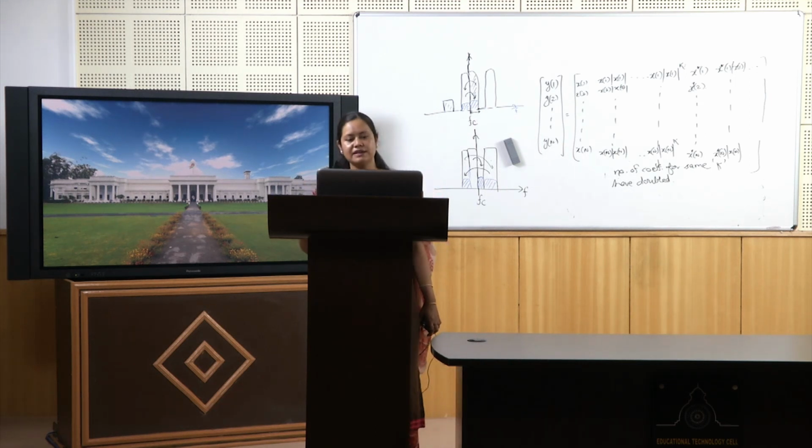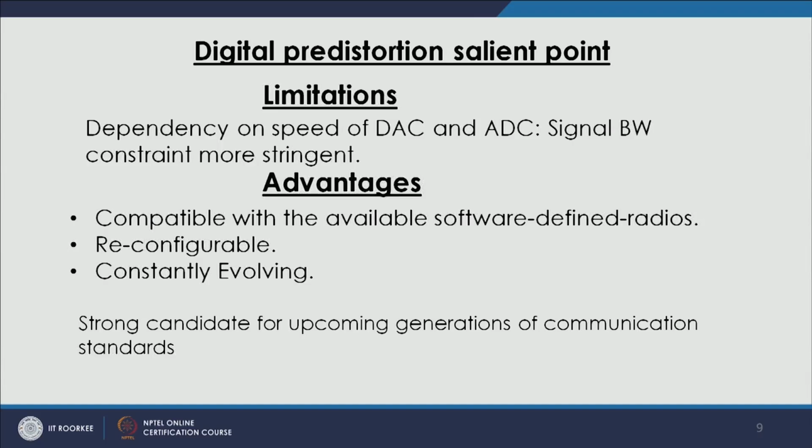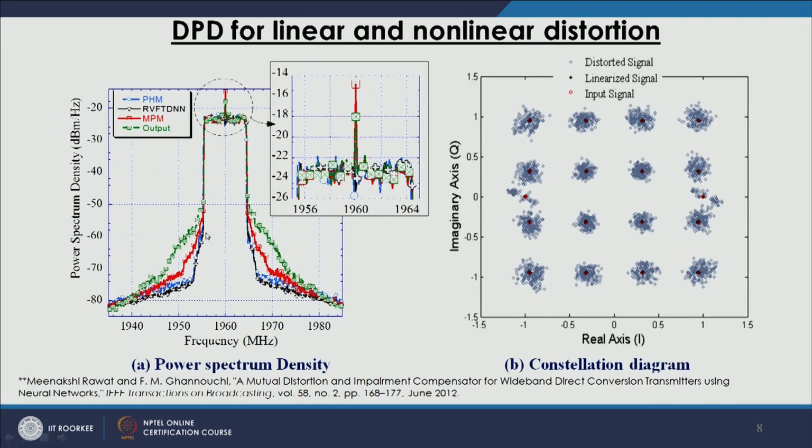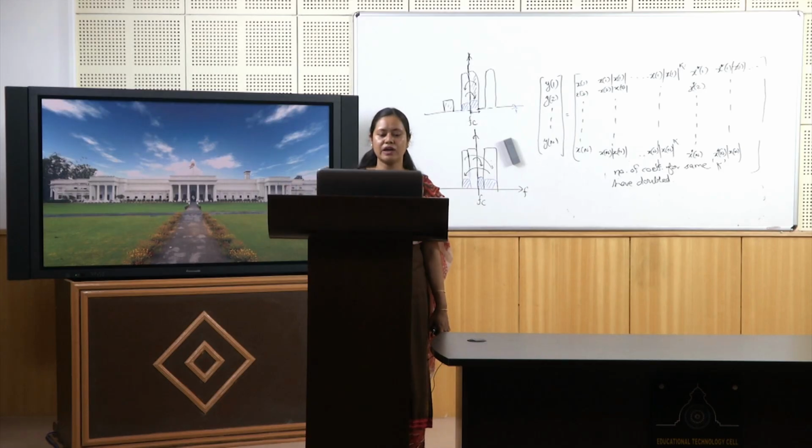So, to summarize the salient points of digital predistortion, one limitation is dependency on the speed of the DAC and ADC, because the signal bandwidth constraint becomes more stringent. What do I mean by that? If the signal bandwidth was 5 megahertz earlier, now you can see it is much higher than that. As a rule, it can be up to 3 or 5 times higher than the bandwidth of the signal. So, of course, the bandwidth requirement has increased by 3 or 5 times, because we have to capture all this signal if we want to process it in the digital domain.